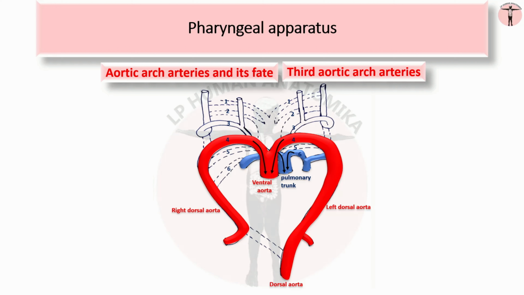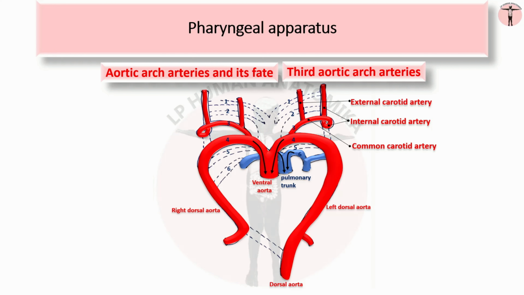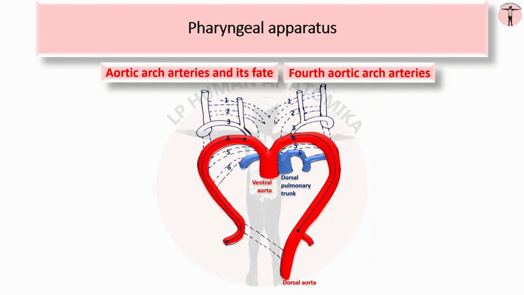The following changes occur. The third aortic arch forms the common carotid artery and the first part of the internal carotid artery. The remainder of the internal carotid artery is formed by the dorsal aorta cranial to the third aortic arch. The external carotid artery sprouts from the third aortic arch. The fourth aortic arch persists on both sides, but its ultimate fate is different on the right and left sides.